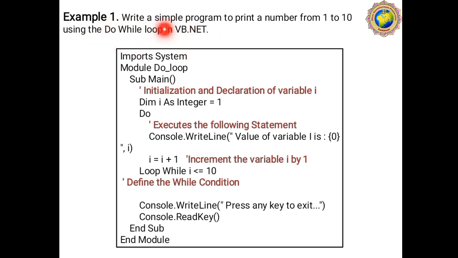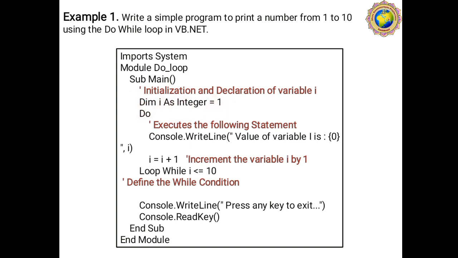Imports System, it is nothing but our namespace, then Module DoLoop. So here Module DoLoop is nothing but our class, and here DoLoop is our class. Then declare our main function, Sub Main, then use the variable. Whenever we declare a variable, first of all we use the Dim keyword. So Dim I As Integer gives the data type of the variable, and equals 1 is our variable value. So it is the initialization and declaration of variable I: Dim I As Integer = 1.